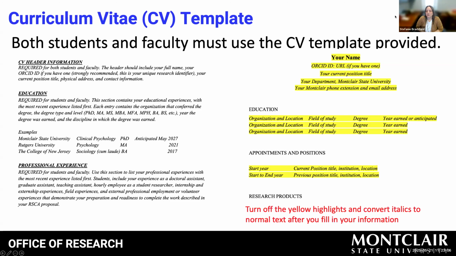The next part of our CV template looks like this. This is the part that we want you to fill in. Everything that's highlighted in yellow and in italics is a guide as to where to put your information. When you're done, take away the italics and turn off the yellow highlighting, and make everything regular text. The yellow highlighting and italics are just to call your attention to the part you need to fill in.